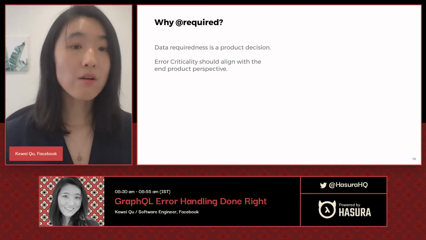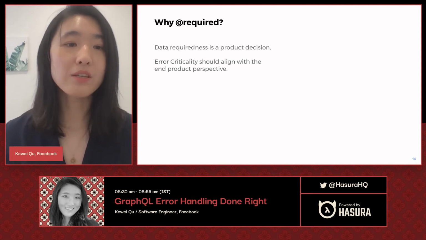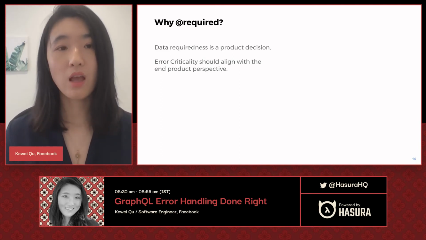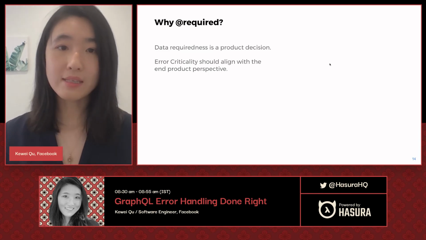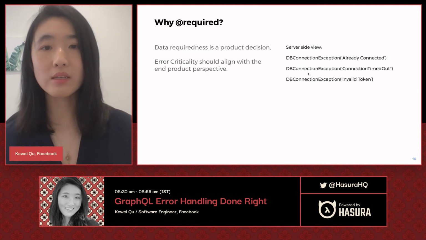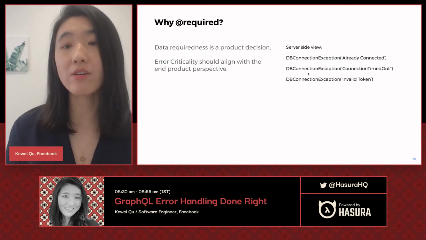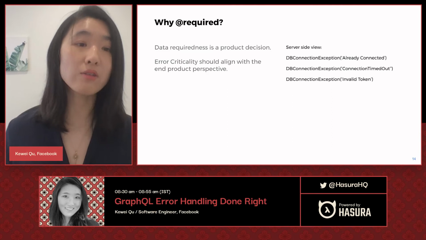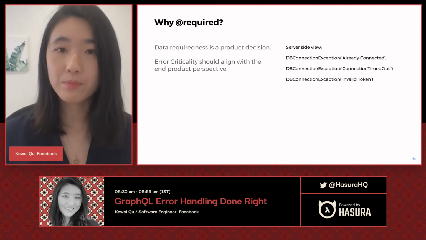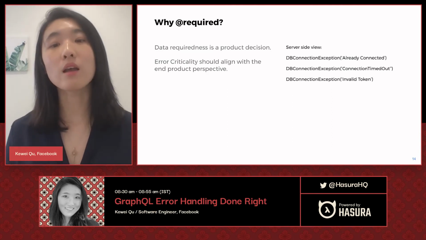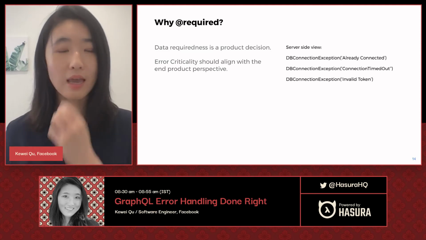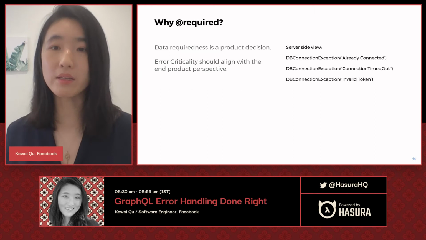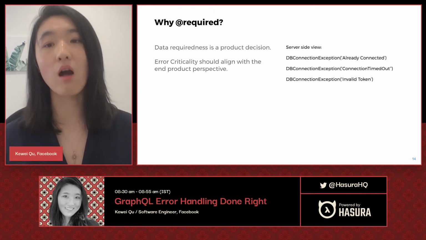Second, the error criticality should align with the end product's perspective. So I'll give you an example of what this means. Let's say we have a component that's trying to render, and here are the server-side exceptions without the end product's perspective. The first exception is connection exception, already connected. Looking at this, you might be saying, okay, this is not ideal, but we're still connected, so we're all good.